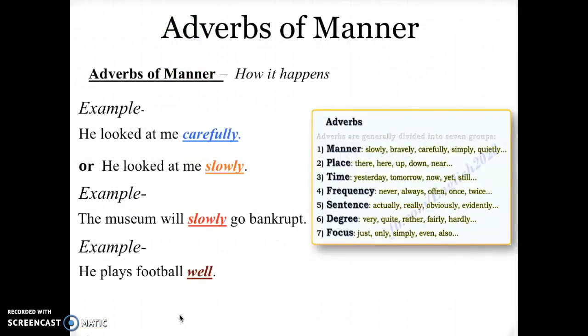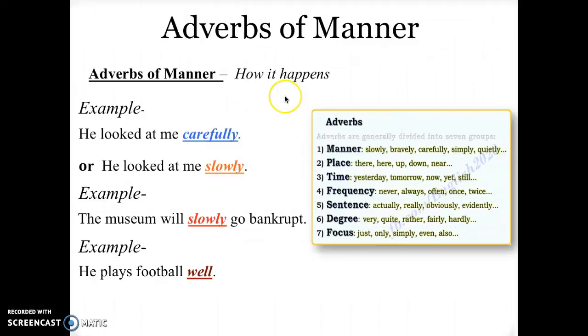There are 6 types of adverbs which I will discuss throughout my presentation. The 6 adverbs that I will talk about are adverbs of manner, which are shown here, adverbs of place, adverbs of time, adverbs of frequency, adverbs of degree, and lastly, adverbs of focus.